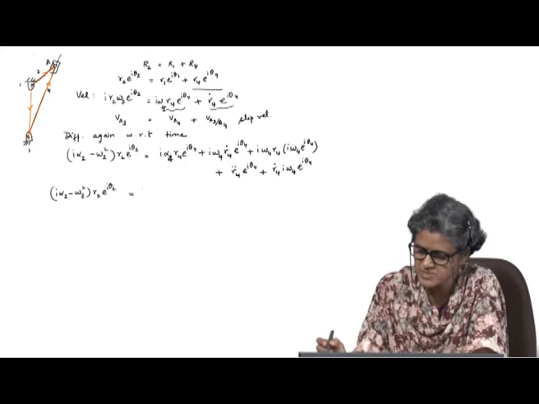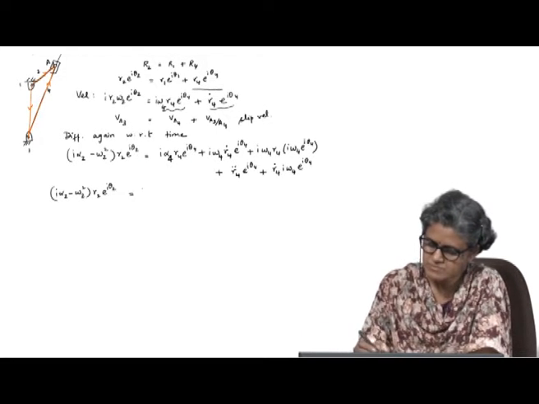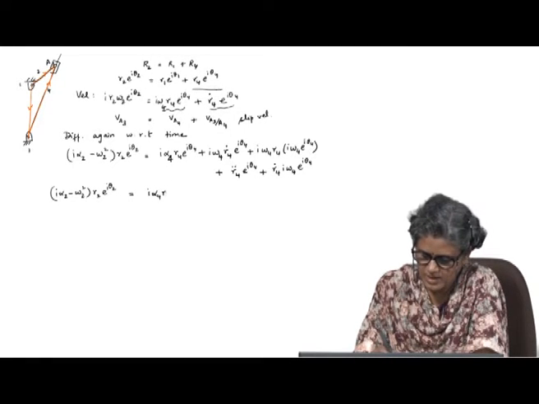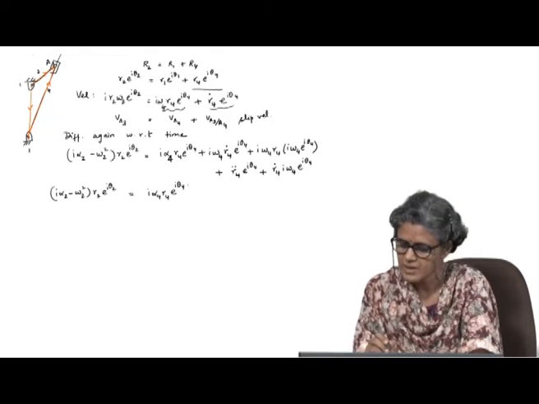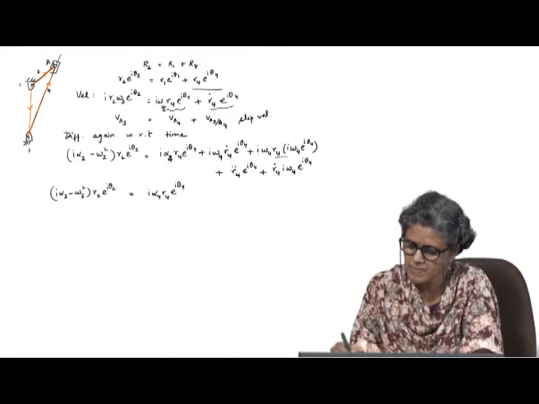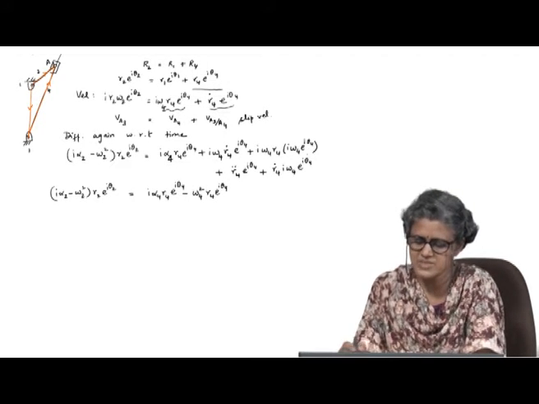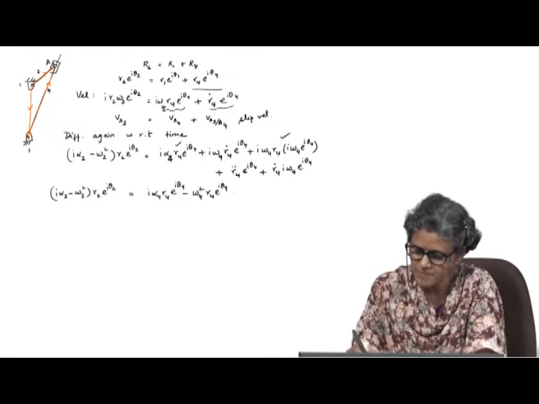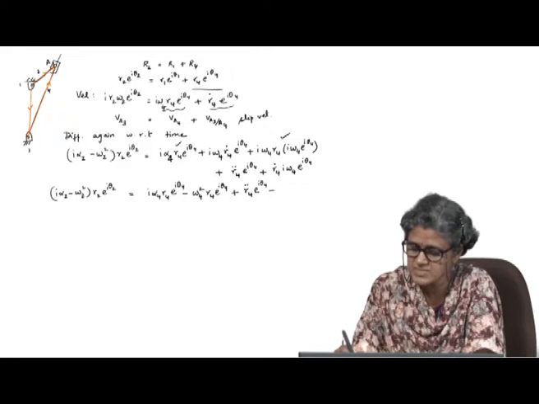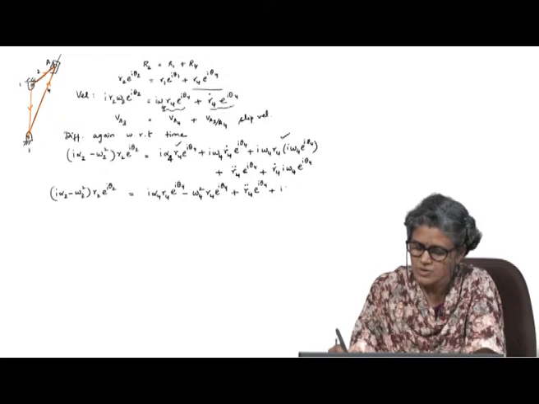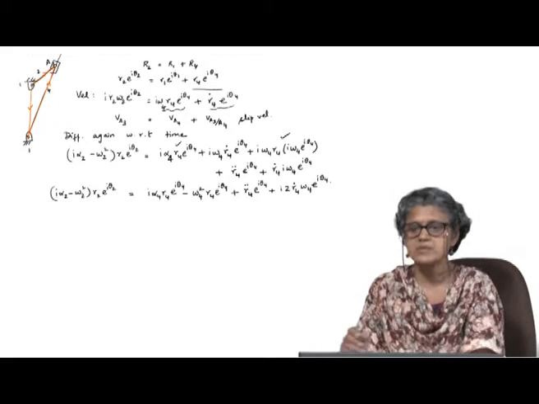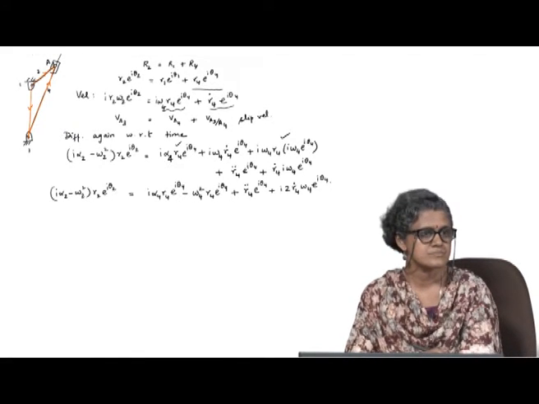This is equal to, now if I group the terms, i alpha 4 R4 e power i theta 4 and then I also get minus omega 4 square R4 e power i theta 4. Then I get R4 double dot e power i theta 4 plus, if I add these two, 2 i R4 dot omega 4 e power i theta 4.